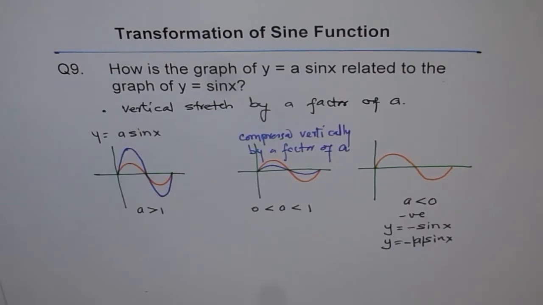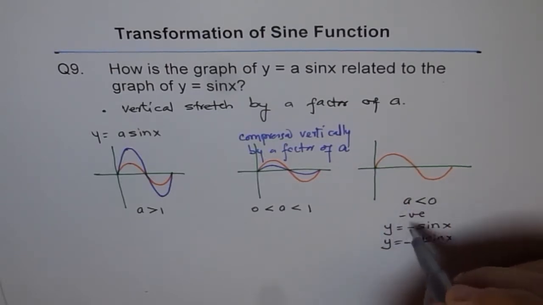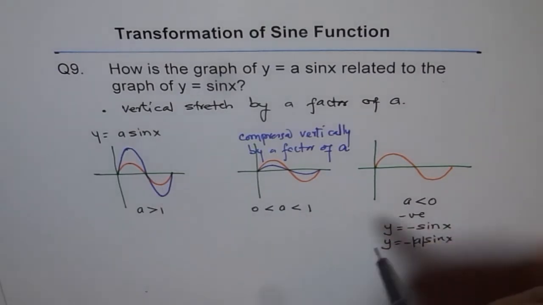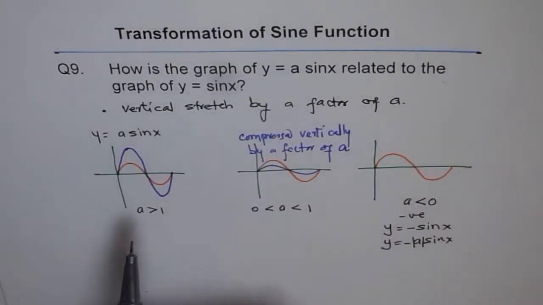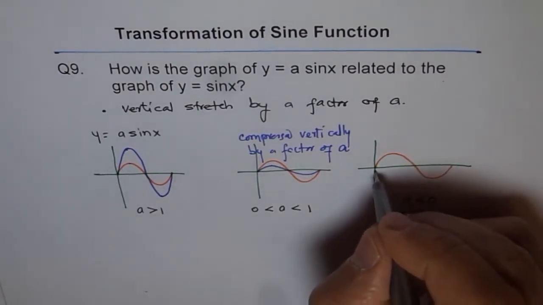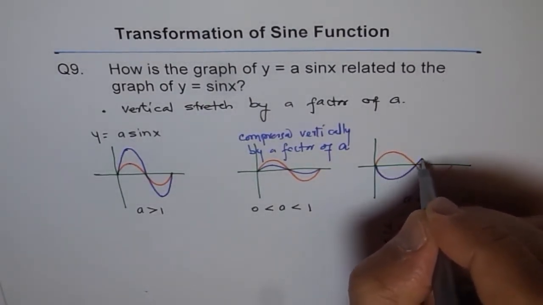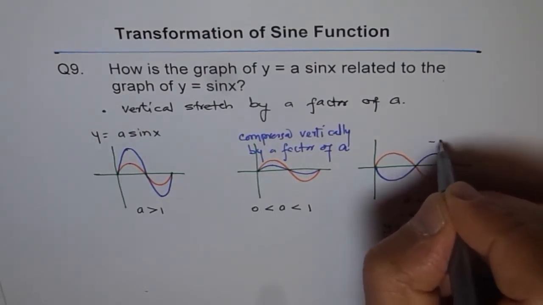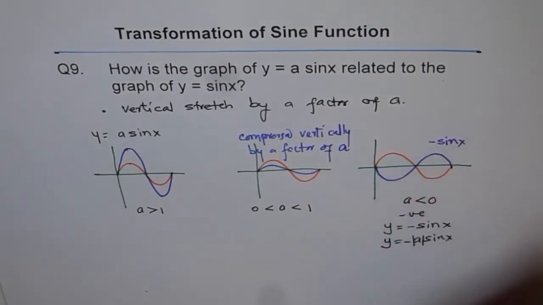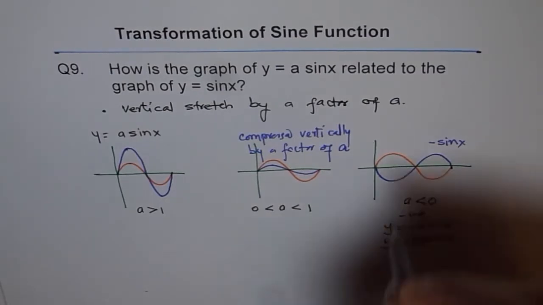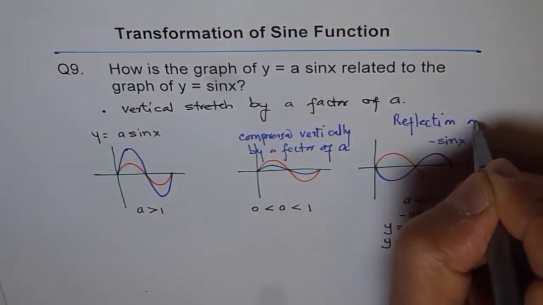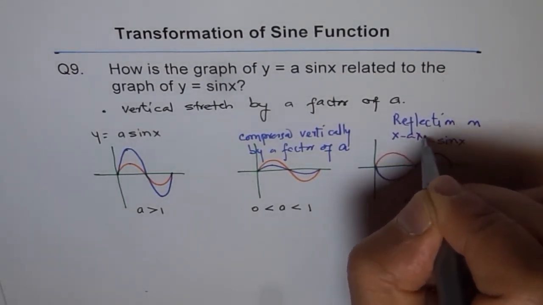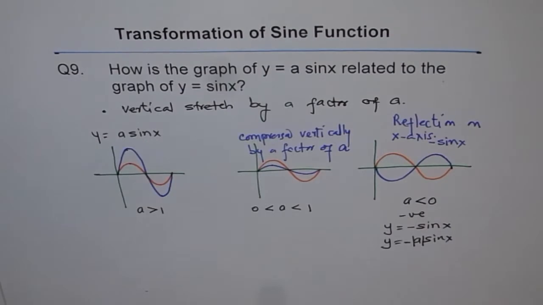Minus means basically reflection. So we will not consider stretch, which we have already considered. But the same way, if we have an additional minus sign here, then it gets reflected. It gets reflected like this on this side. So this wave will be minus sine x. So if a is negative, the effect is it is reflected. There's a reflection on the x-axis. Right? So these are the three things which basically happen.